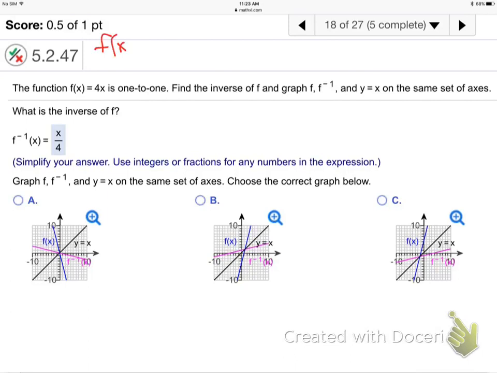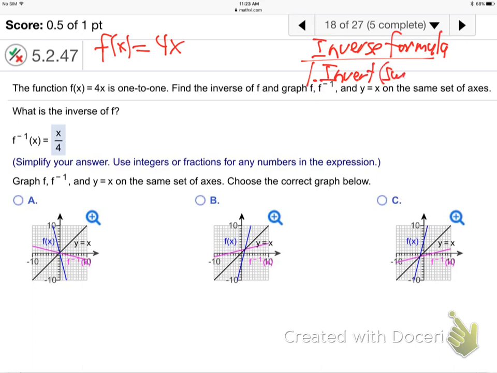So they're giving me f of x equals 4x, and they want me to find the inverse formula. So how do you find the inverse for a formula? If you just have a table, you just switch x's and y's. What do you do for a formula? Well, same thing at first. Number 1, invert or switch x's and y's. Number 2, solve for y. Does that make sense? So you just switch x's and y's and solve for y. Because that's what an inverse function does, right? Invert x and y.